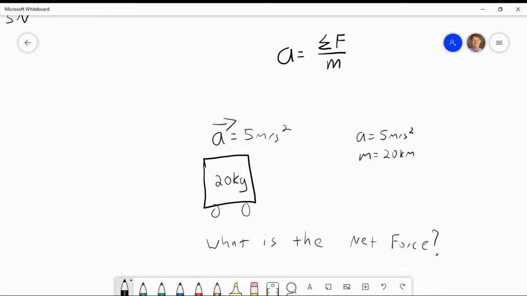Well, I just need to take this equation and I need to rearrange it, right? I'm going to want to multiply both sides by mass to get the sum of the forces by itself. The sum of the forces is going to equal mass times acceleration. So the sum of the forces equals ma, right? So there you go. So then you take your mass times your acceleration, right?